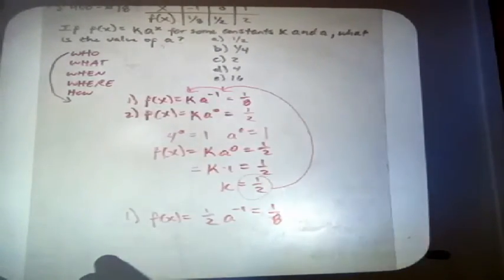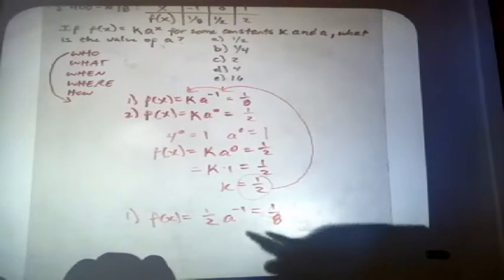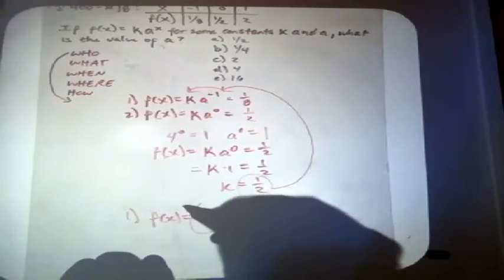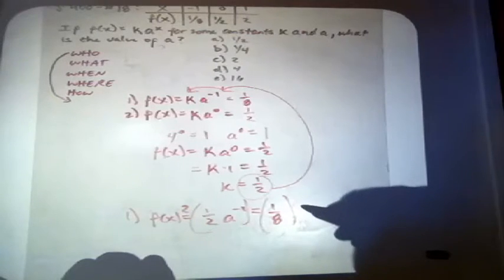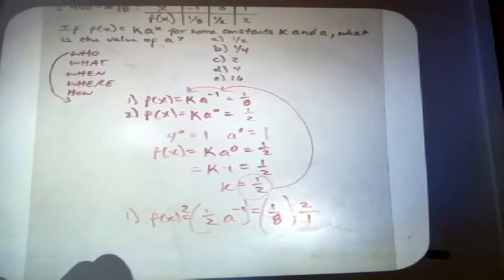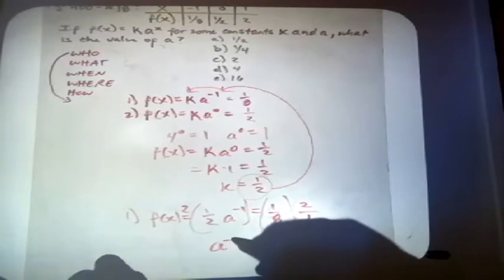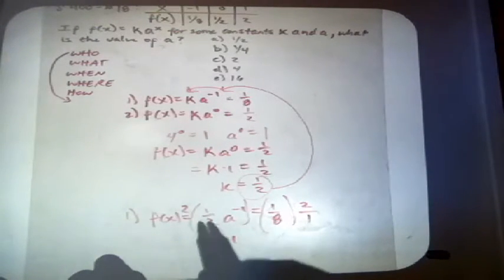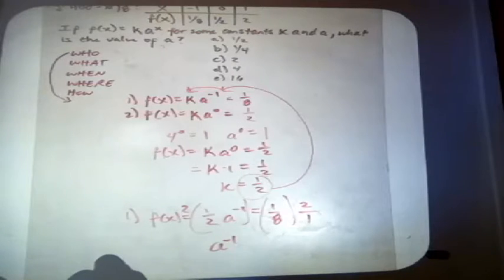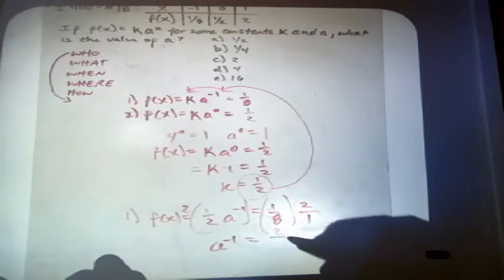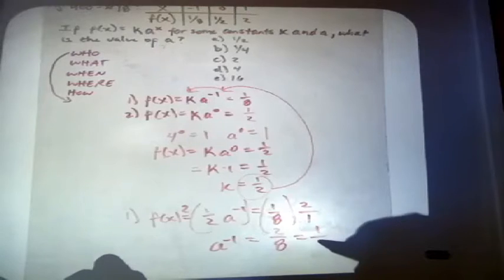equals 1/8. All right, so now I'm going to multiply both sides of this equation by 2, which is the same as multiplying by 2 over 1. And on this left side, I'm just going to get a to the -1 power, because 2 times 1/2 is just 1. And then on the right side, I'm going to get 1/8 times 2 over 1, which is just 2 over 8, and that simplifies to 1/4.